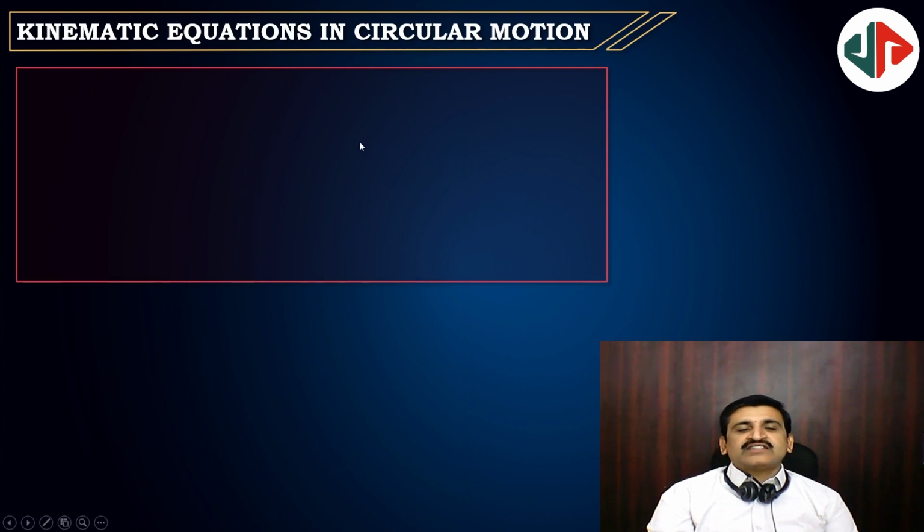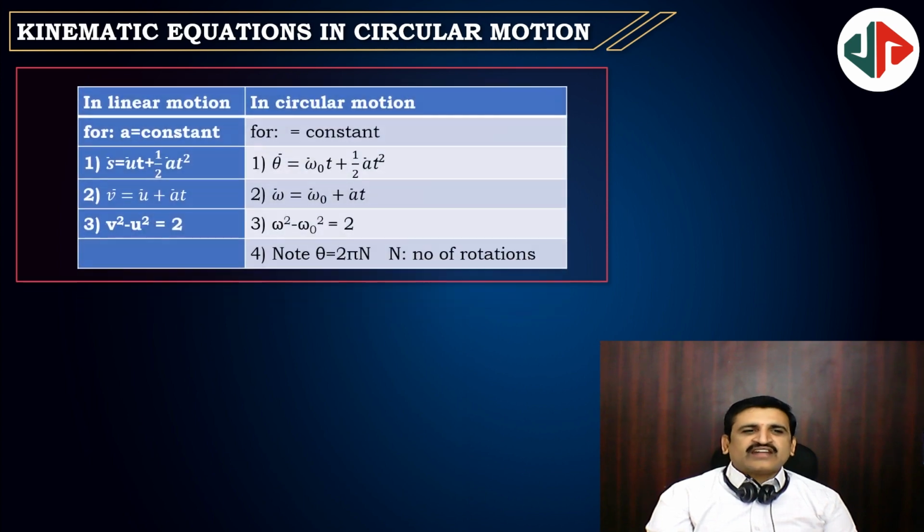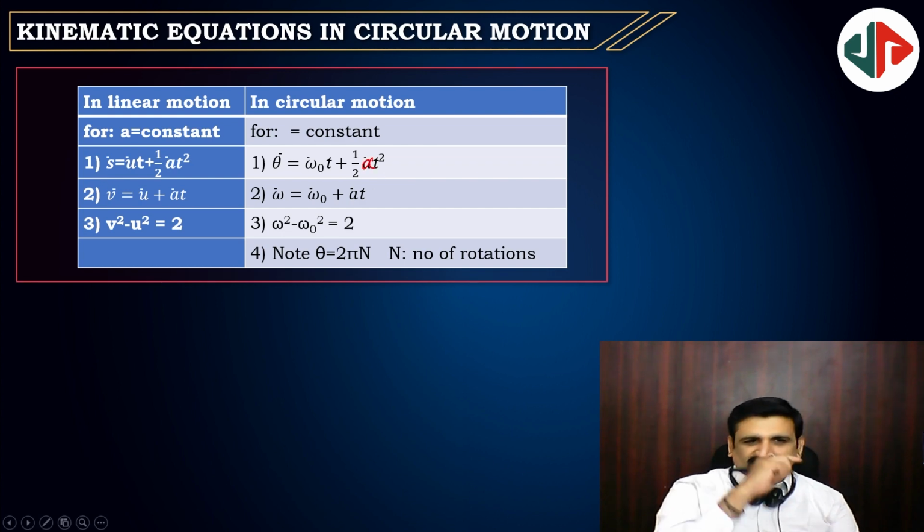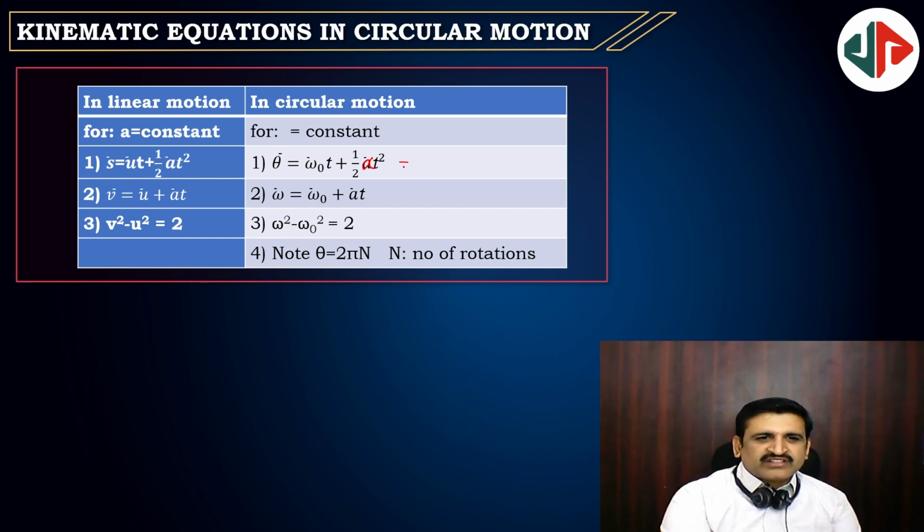kinematic equations in circular motion. Just like linear equations, kinematic equations will come, but displacement is replaced with angular displacement and velocity with angular velocity. So S equal to ut plus half at square becomes theta equal to omega naught t plus half alpha t square. It is alpha, not A. Let me take red color and write alpha. This is alpha.